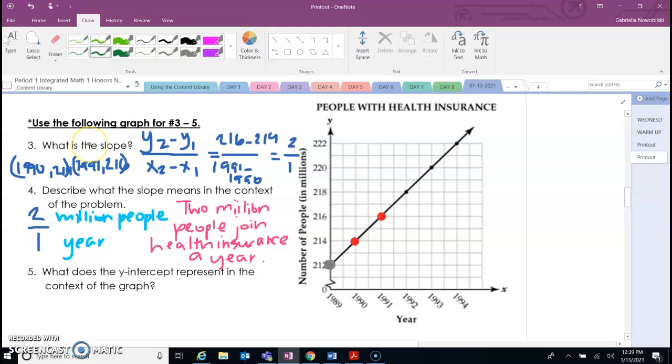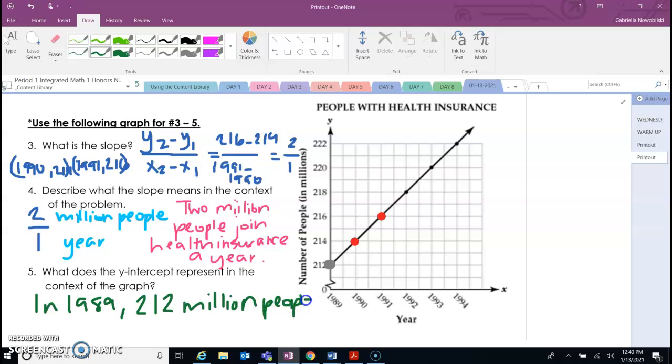Okay, so you're just going to write a short phrase or sentence to interpret that y-intercept. So I'll start with the year, so in 1989. All right, I'm crossing at that point 212. So I'm going to say 212, and that's again million people have health insurance, or you can say are enrolled in health insurance or something.